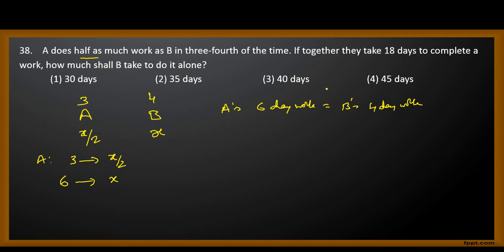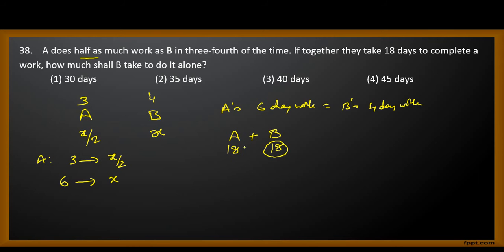Now look at the question. If together they take 18 days to complete the work, how much shall B take to do it alone? Together, if A and B are taking 18 days, what does it mean? B is taking 18 days and also A is taking 18 days. If B alone does, what happens? 18 days, plus we have to convert A's 18 days into B's working days.